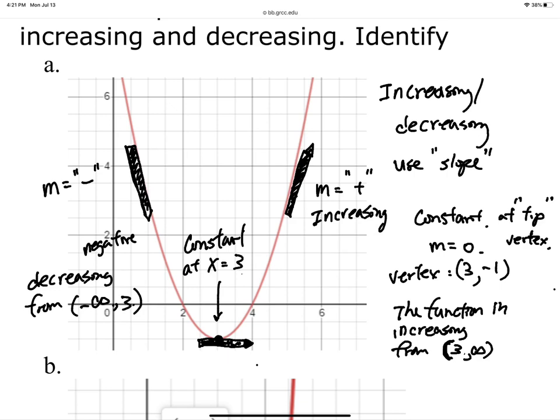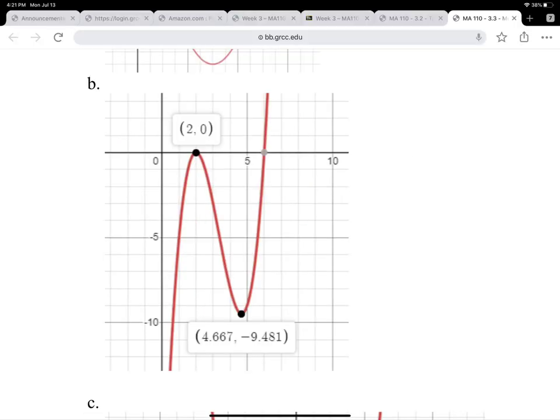When they're asking for increasing or decreasing, they're looking for the domain. They don't care about the y values. When they ask when the graph is increasing or decreasing, they are looking for the domain. All right, we'll try a couple more of these. This time, a slightly different graph. Same idea: function increasing or decreasing.